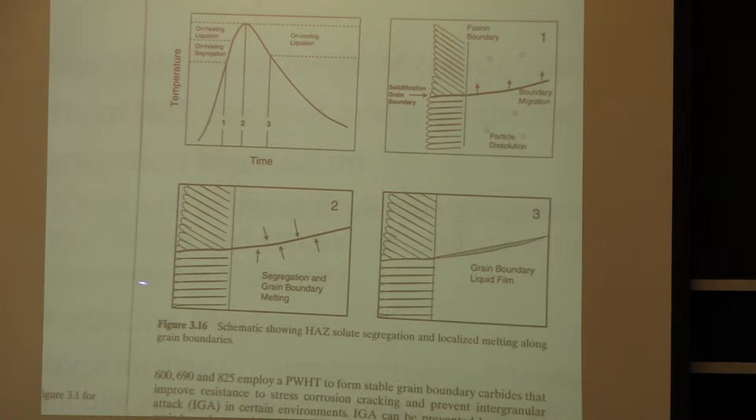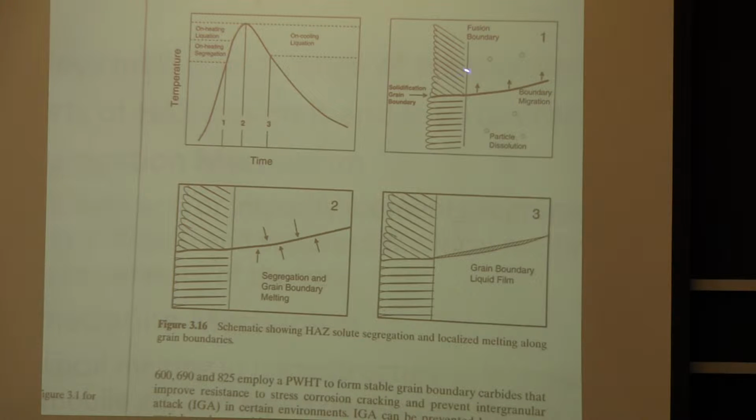And so this one down here, this is the segregation mechanism. So this over here is the solidifying weld. You've got the solidification structure going on there. This over here is the heat-affected zone. This material was not melted completely, but right along the grain boundary, because you've got alloying elements segregating to that grain boundary, you can end up with a liquid film along that grain boundary, which can then pull apart.